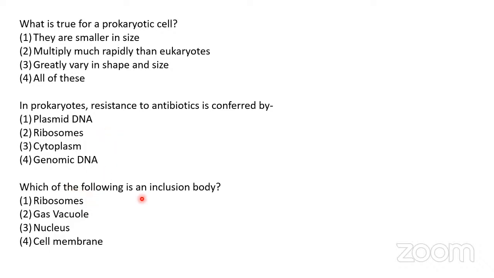Now, next question is, which of the following is an inclusion body? Ribosomes, gas vacuoles, nucleus, and cell membrane. So the correct answer is gas vacuoles. Gas vacuoles are an example of inclusion bodies which are present in certain photosynthetic bacteria.